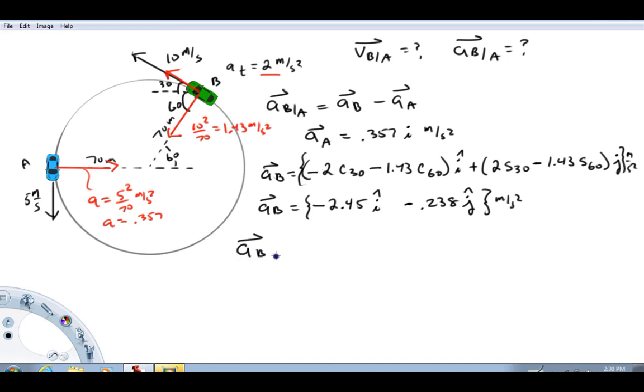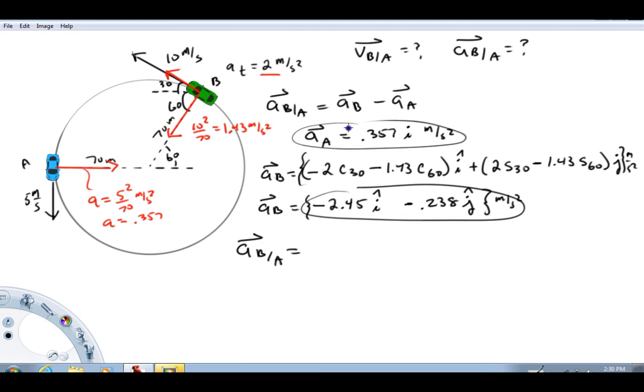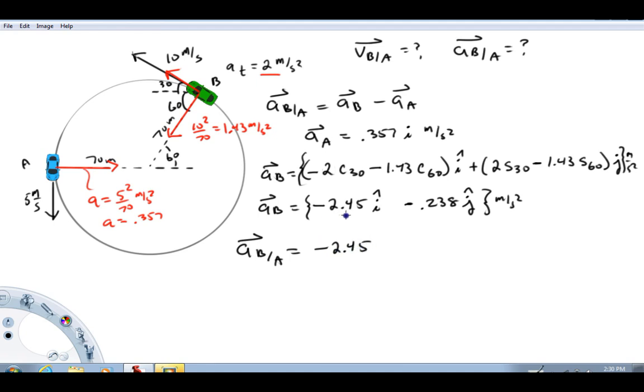So the acceleration of B with respect to A is going to be acceleration of B minus acceleration of A. So that's going to be minus 2.45, this x component, minus 0.357 I, and that'll be in units of meter per second squared. I'll go ahead and tack that on at the end, plus acceleration vector B, J component, minus 0.238, minus the J component of A's acceleration vector, but A doesn't have an acceleration vector there, so I'll just put minus 0 J, and this is all in units of meter over second squared.